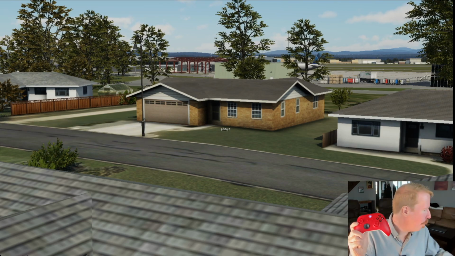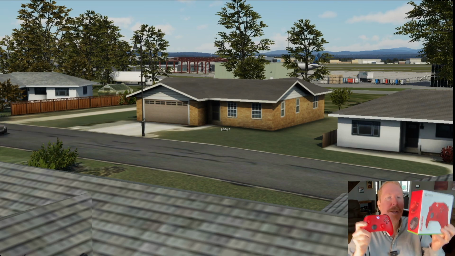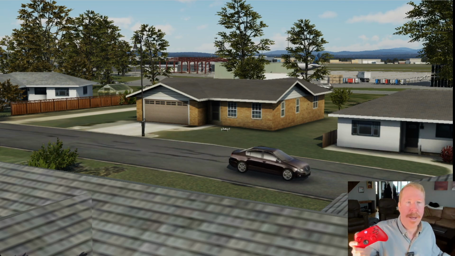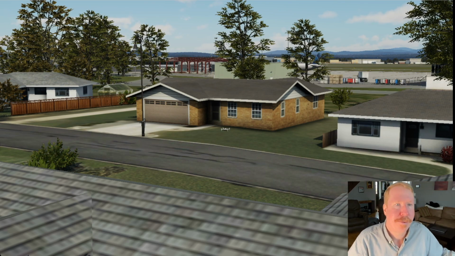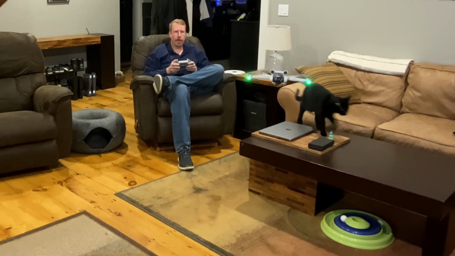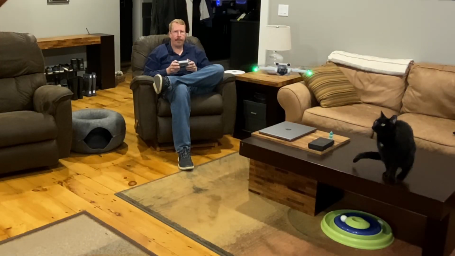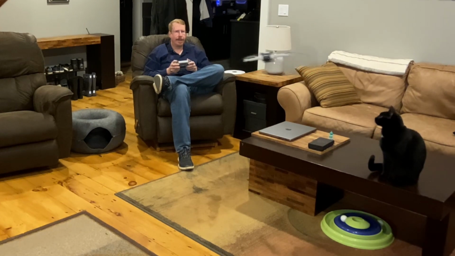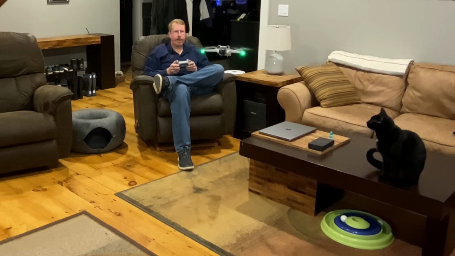You can now use the Xbox Pulse Red with X-Plane to fly drones in X-Plane, just like you fly the real thing. Forwards, holding the stick forward. Translate aft, holding the stick aft. Translate left, translate right. Try not to hit the cat.